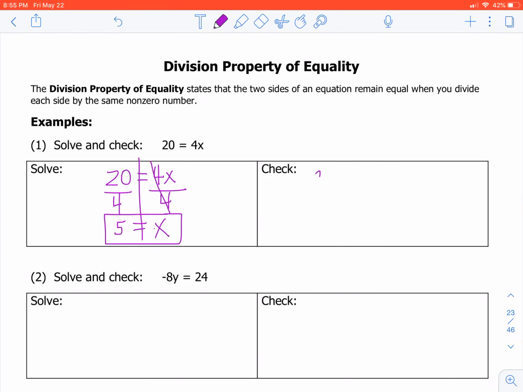We're going to do checks just to make sure again. So let's rewrite the problem. Let's replace our x with our answer, which is 5. Let's do some multiplication. So 4 times 5 is 20, which means both sides are 20. That does check.